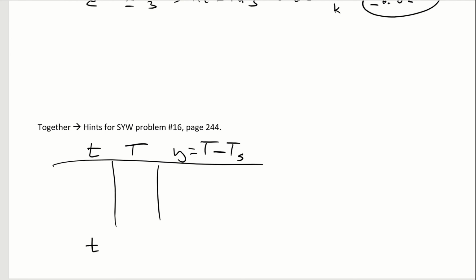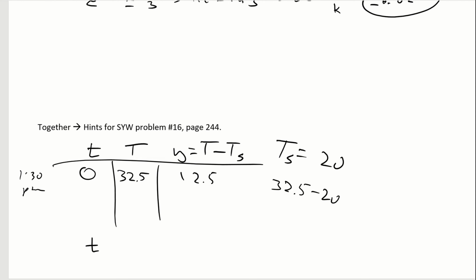So if you put this stuff in, here's what I would say. Start off with when you found the corpse, which was at 1:30. So this is really 0 means 1:30 p.m. in the afternoon, right? That's what it says. And the temperature of that corpse was 32.5 degrees. The surrounding temperature it said was 20. So y is 32.5 minus 20, or 12.5. You get the gist, right? That's what I would do. And then, of course, you're going to get a negative, which really means go back in time.